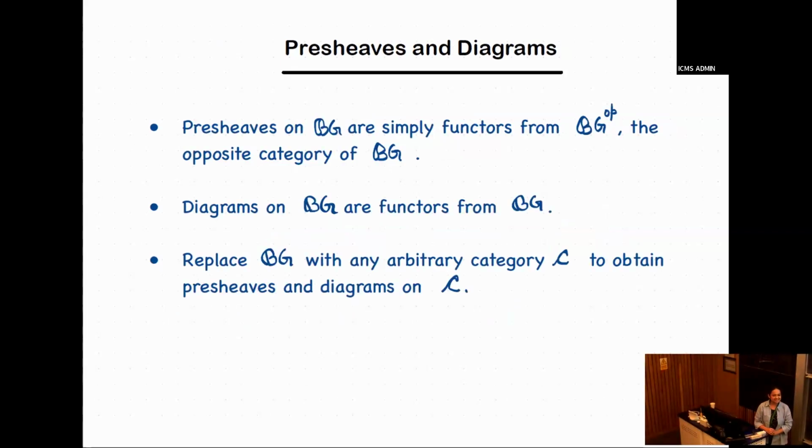This will be quite basic with regards to whatever happened today, so I thought maybe a bit of definitions would be good. Presheaves on BG are simply functors from the opposite category of BG, and diagrams on BG are functors from BG. We can replace BG by any arbitrary category to get presheaves and diagrams on that category.